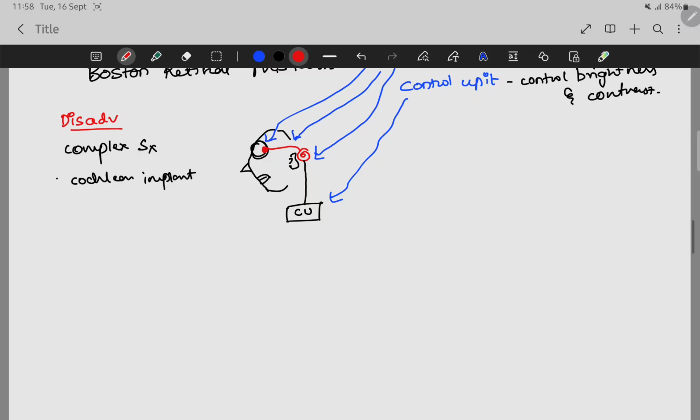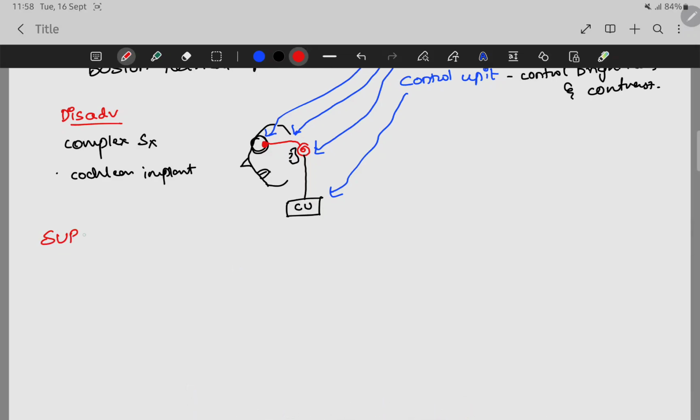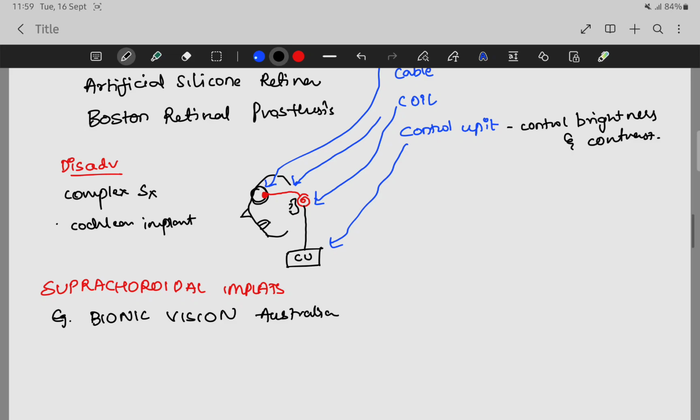Okay, now coming to suprachoroidal implants. We have this Bionic Vision example, Bionic Vision Australia. Here there is an electrode array.